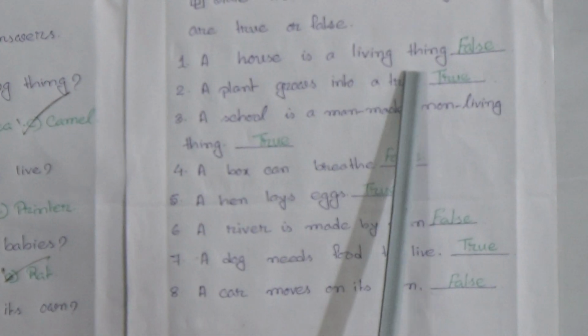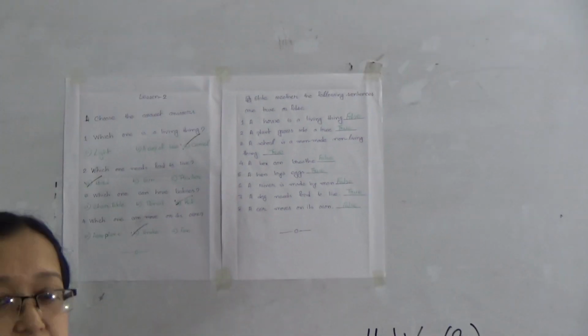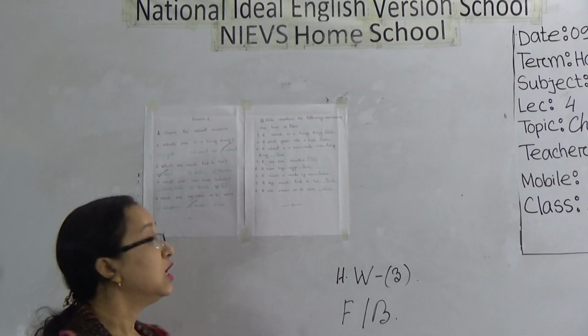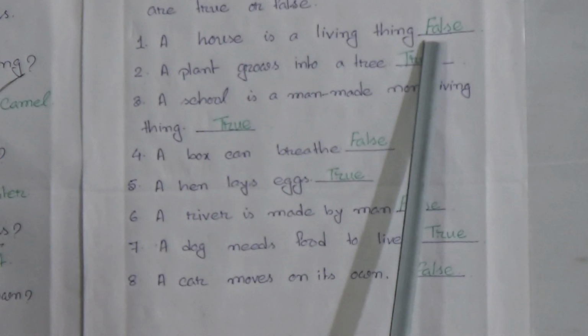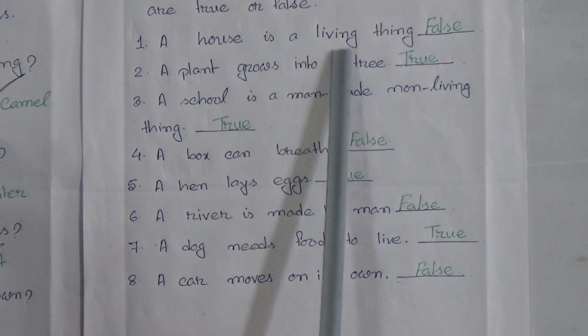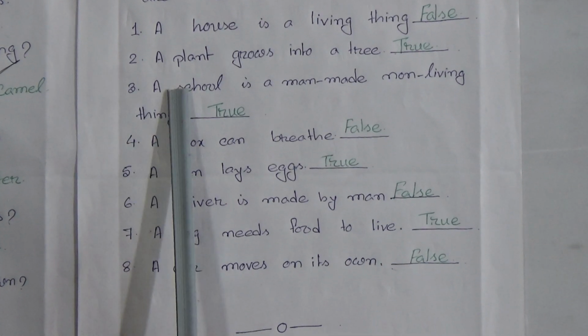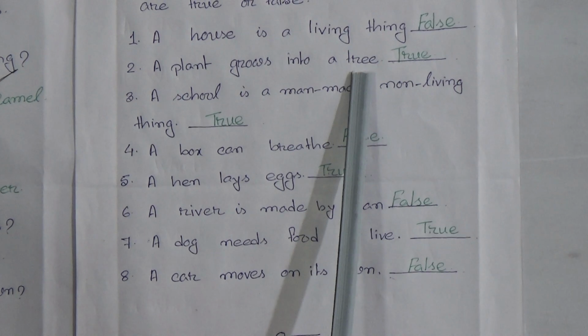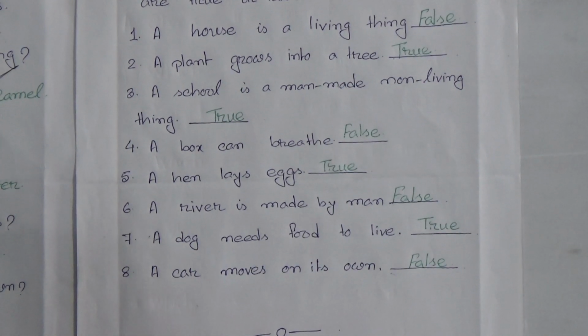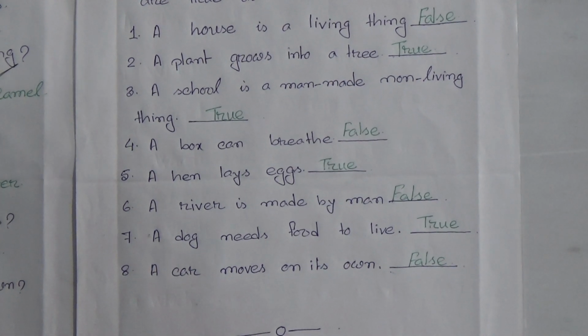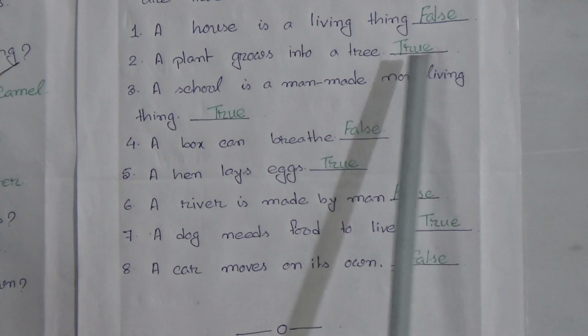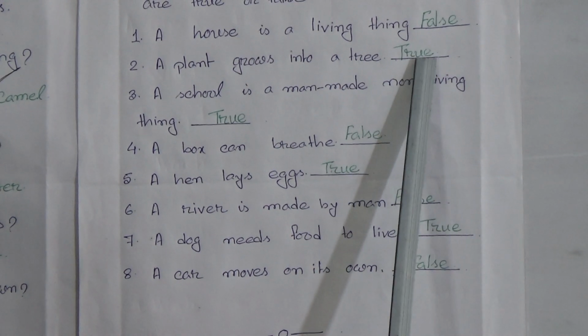Number 1. A house is a living thing. We know that a house is not a living thing because it's a non-living thing. So the answer will be false. F-A-L-S-E, false. Number 2. A plant grows into a tree. Answer: true. Yes, a plant can grow into a tree. So the answer is true. T-R-U-E, true.